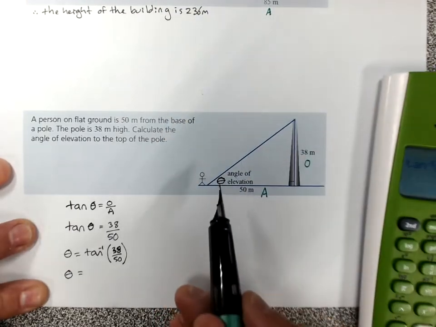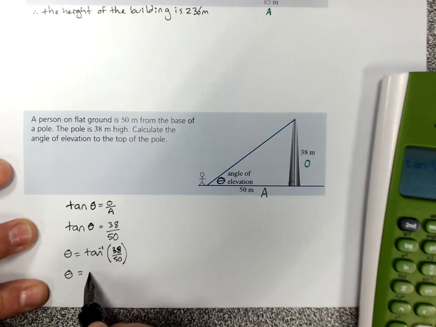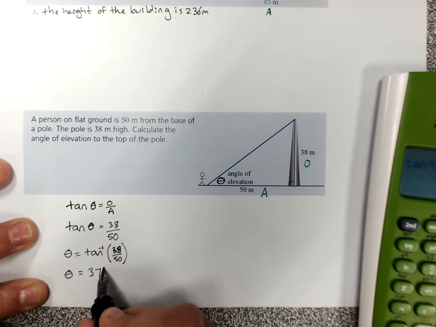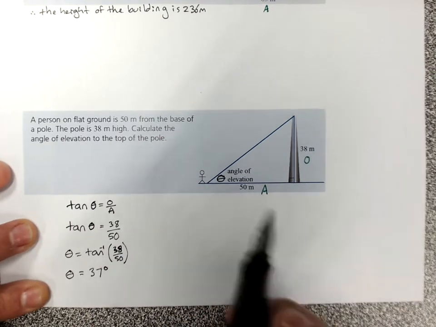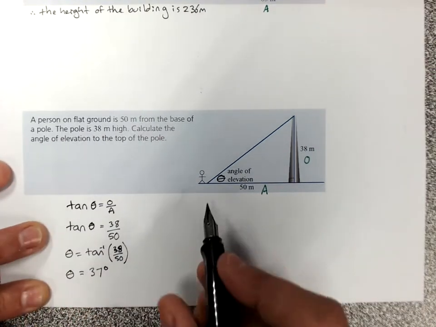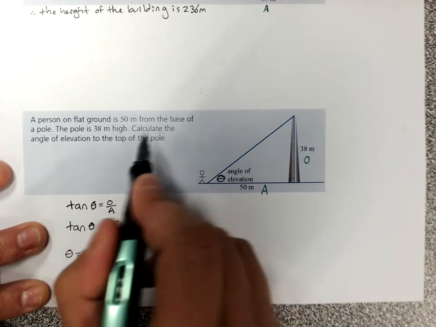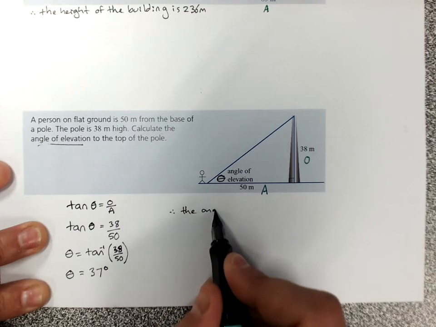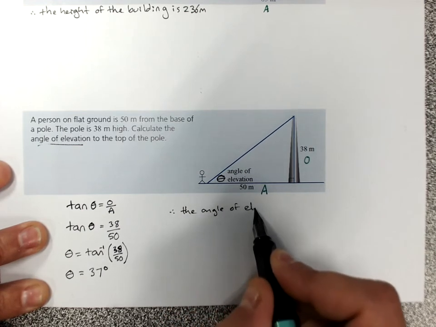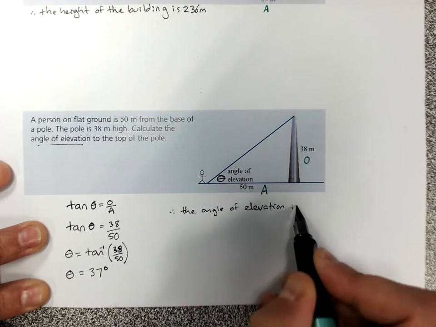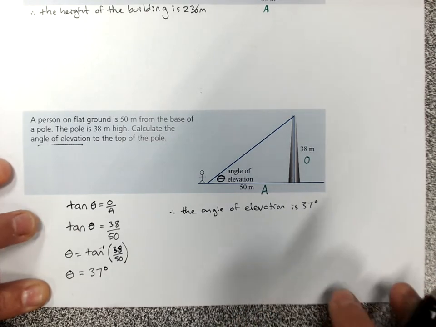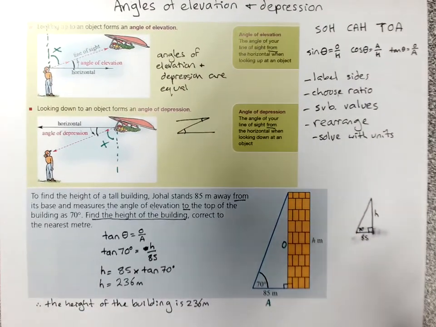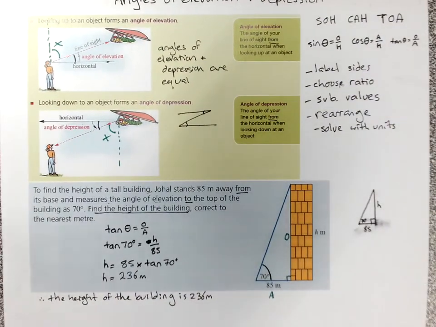37.23. When we're measuring angles, we go to the nearest whole number, 37, and it's an angle, so it's 37 degrees. And you would write for a word question, a word answer. They wanted me to find the angle of elevation, therefore the angle of elevation is 37 degrees. So that is angles of elevation and depression, and a reminder of how we use right-angled trigonometry.